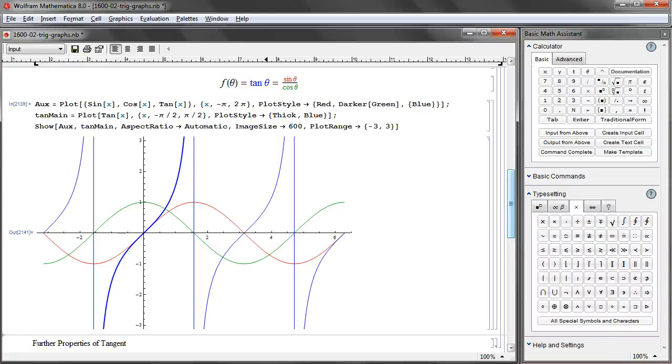Tangent, let me remind you again, is sine over cosine. And whenever the denominator, the cosine, hits 0, we have 0 in the denominator, so we have a vertical asymptote. Not coincidentally here, whenever the green curve hits the x-axis, we have the vertical asymptote. The red is the sine function.